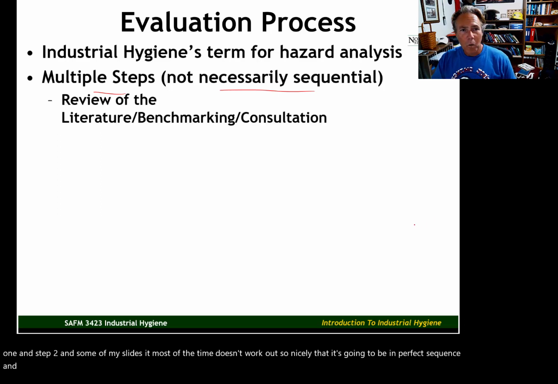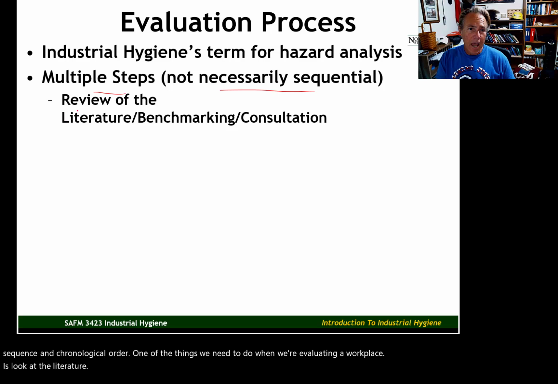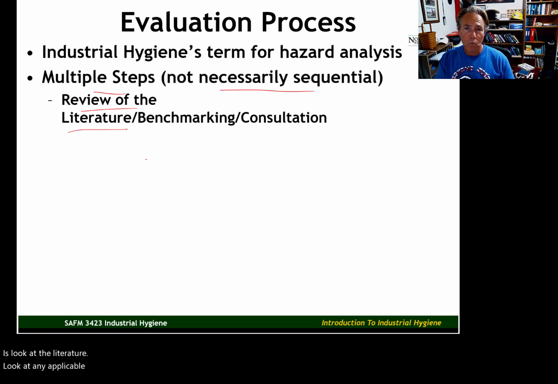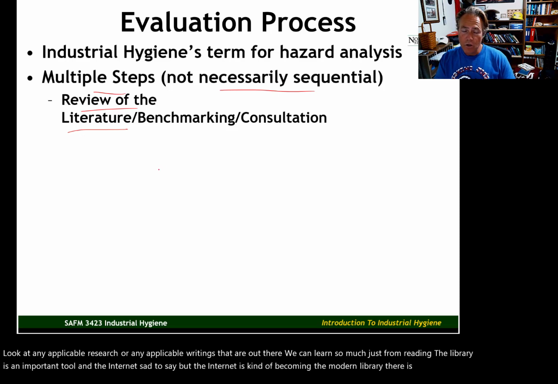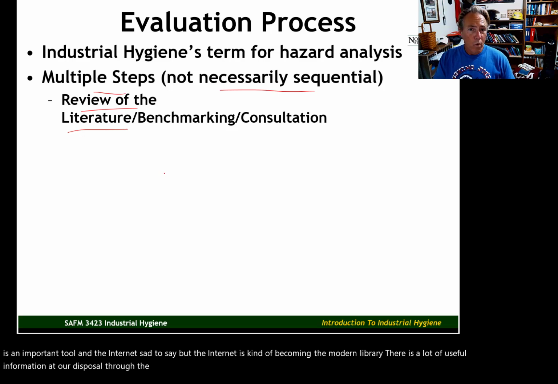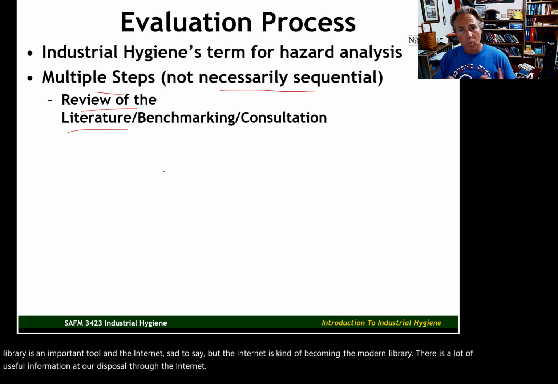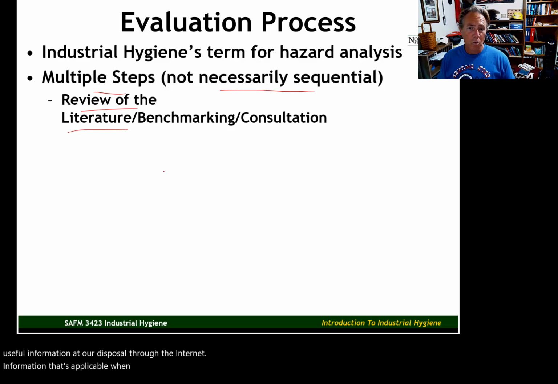One of the things we need to do when we're evaluating a workplace is look at the literature. Look at any applicable research or any applicable writings that are out there. We can learn so much just from reading. The library is an important tool, and the internet, sad to say, is kind of becoming the modern library. There's a lot of useful information at our disposal through the internet. Information that's applicable when we're evaluating hazards in a workplace, when we're looking at industrial hygiene types of hazards in a workplace.